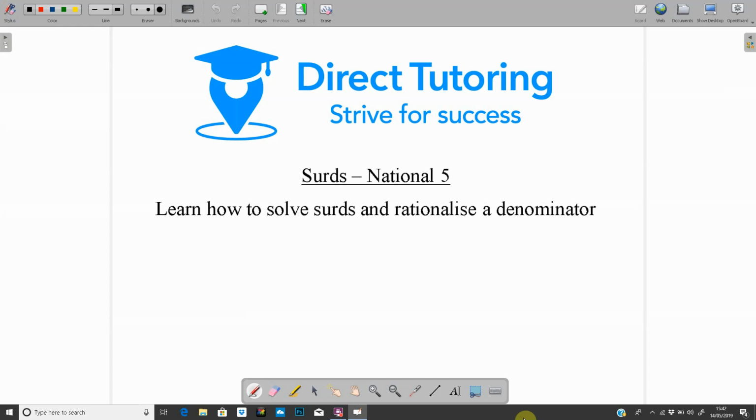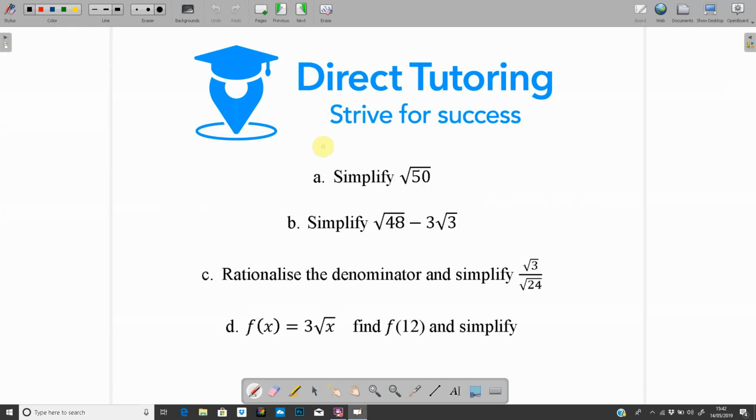Today we're going to have a look at solving surds and we're going to see how to simplify and rationalize a denominator. So the questions that we're going to have a look at are these four here. Now to start with, the first two are fairly simple. However, C and D become a little bit more involved. Now all of these questions you could expect in the exam, or you could have a combination of them all.